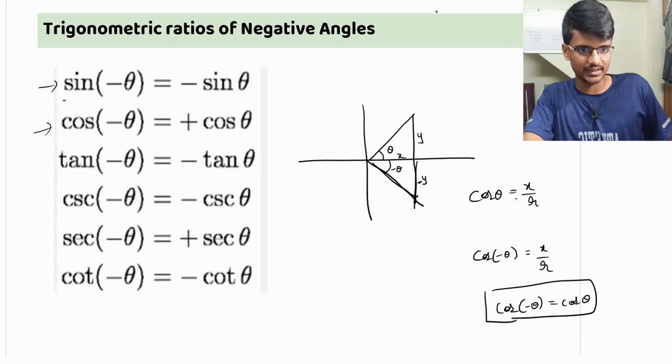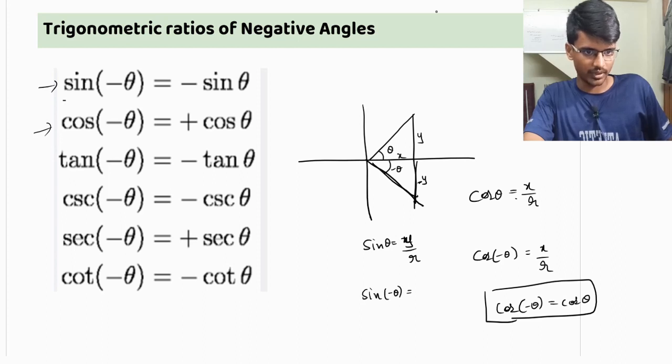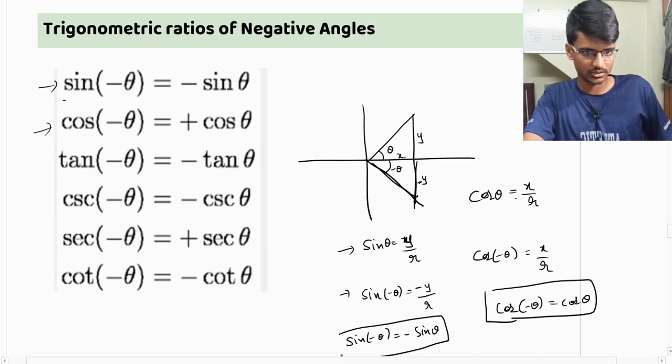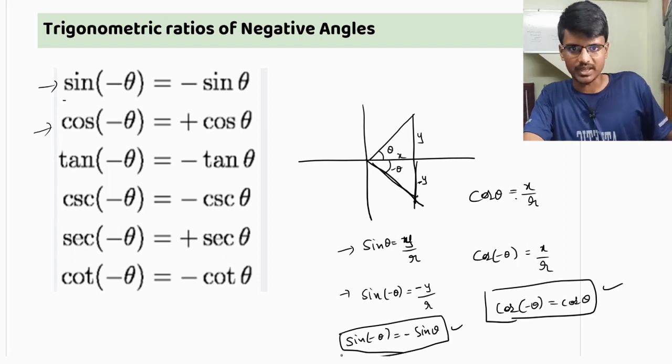But if I take sin theta, in the first triangle I'll get y by r, and when I take sin of minus theta, the things change. I have to take minus of y by r, right? So if you see in these two, the relation is sin of minus theta is equal to minus sin theta, right? Very important. Okay, so that is how I have shown you.